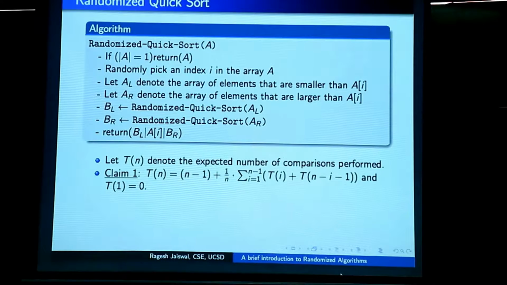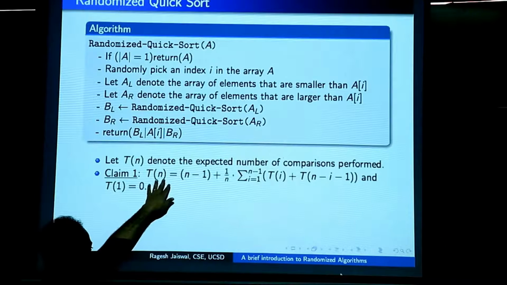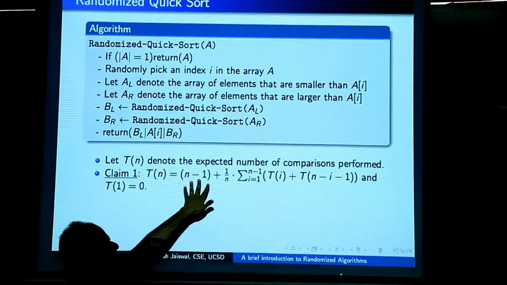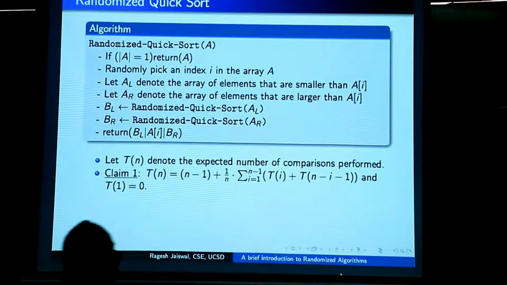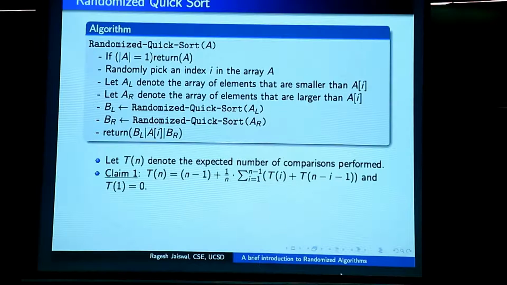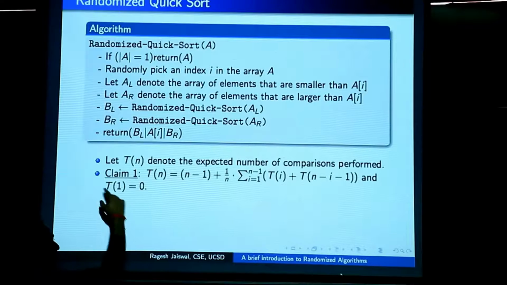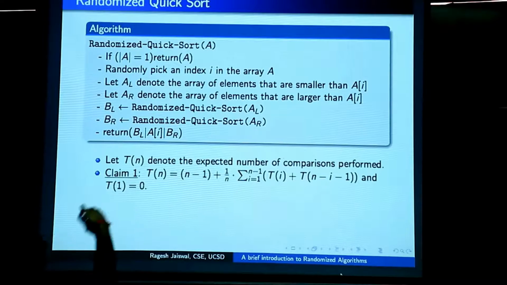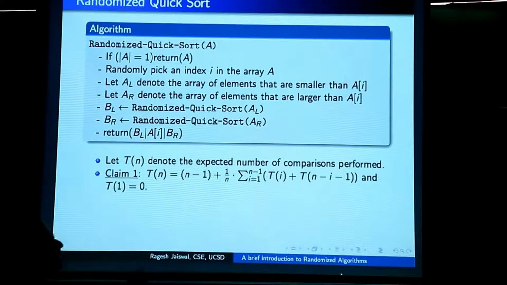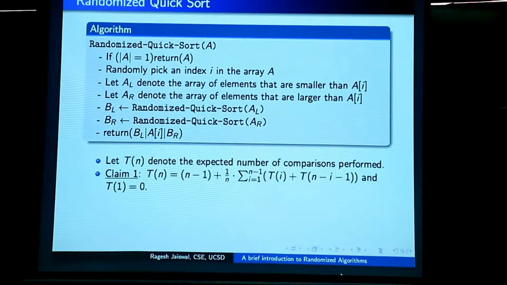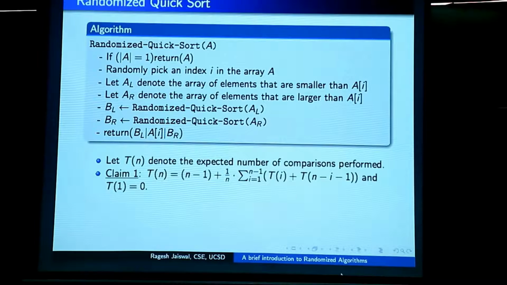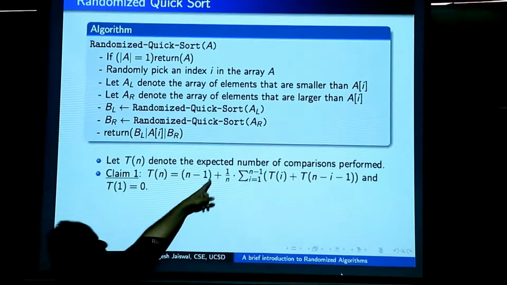Now I want to claim that T(n) is equal to n minus 1 plus this expression. Why do you have this? Can you explain this expression? First of all, T(1) is equal to 0, right? No comparisons are needed if you have an array of size 1. So that is a simple base case. But why is this recursive case true? Once the pivot is picked, we need n minus 1 comparisons. We now have two partitions, and exactly n minus 1 elements all have to be compared with the pivot. So that is where this n minus 1 comes from.